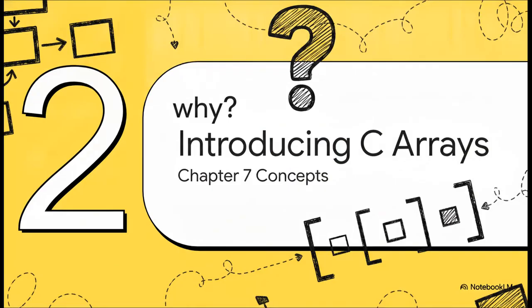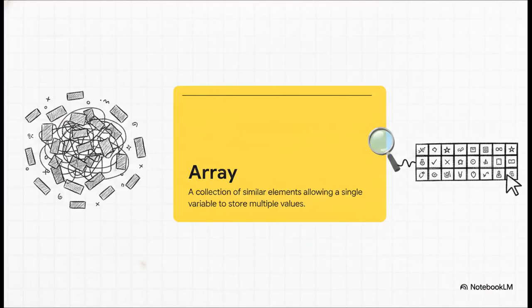Section 2. Introducing C arrays. Before we get into the syntax and the how, let's talk about the why. Why do we even need arrays in the first place? Well, imagine you're writing a program to store the grades of 90 different students. Without arrays, you'd be forced to declare 90 individual variables. You'd be typing out marks1, marks2, marks3, all the way down to 90. I mean, that is literally a coding nightmare. Arrays fix this problem beautifully.